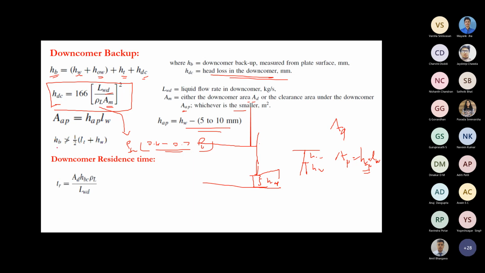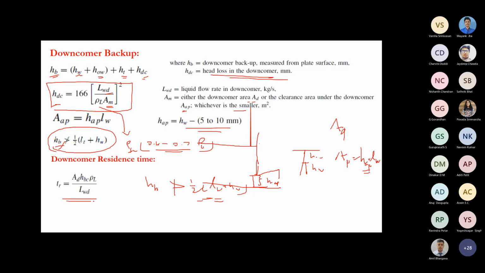But this HB value should not be greater than half of HT plus HW. That's the important point. At any cost, the amount of liquid retained in the downcomer should not be greater than half of this value. Once you have calculated this, you can go for the residence time.